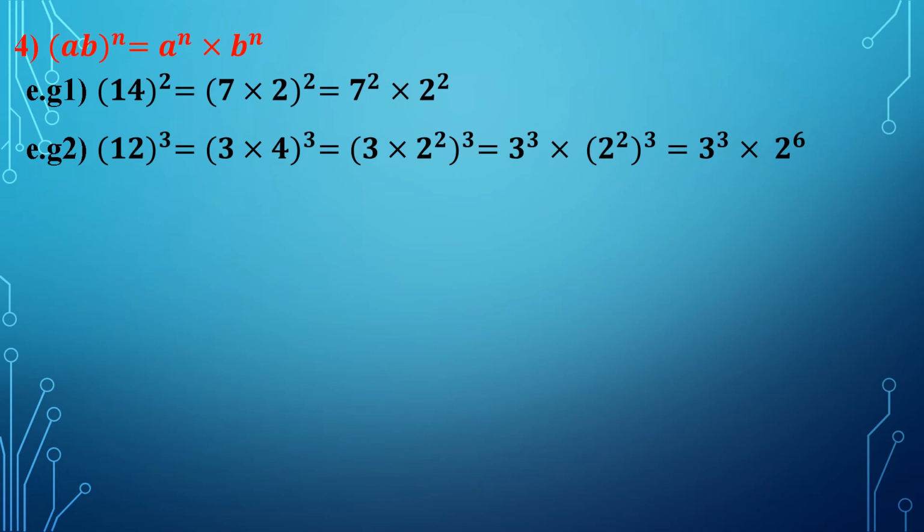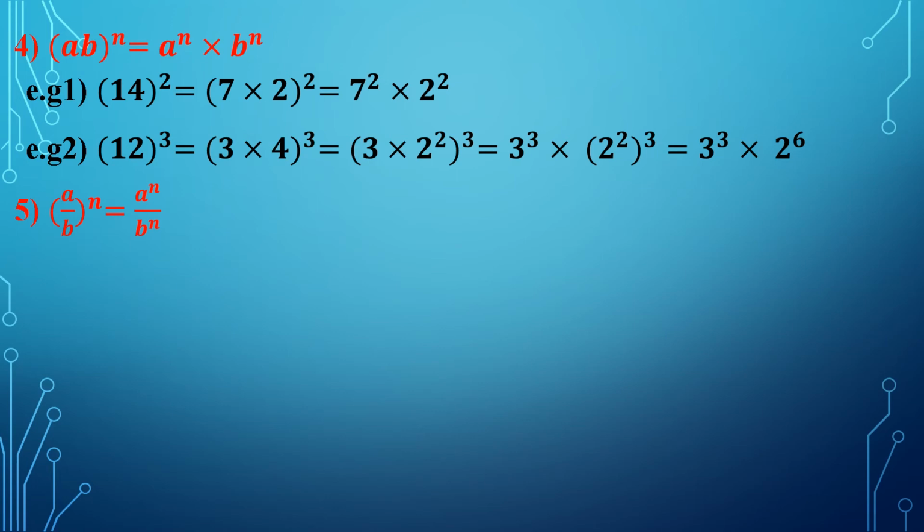Now this cube we will distribute amongst both the terms in the bracket. That will give us 3 cube into 2 square whole cube. Finally, which will give us 3 cube into 2 raised to 6. So this is how we can distribute.